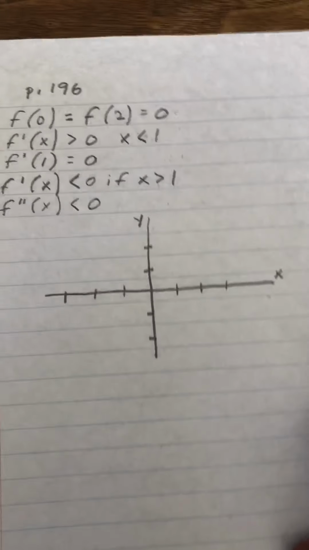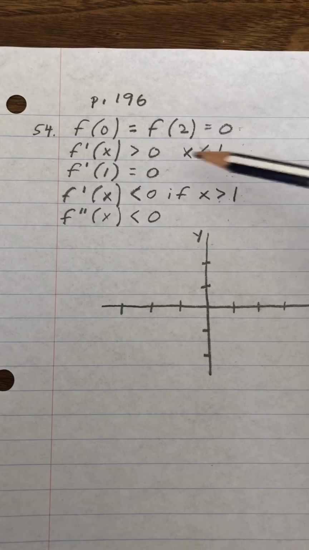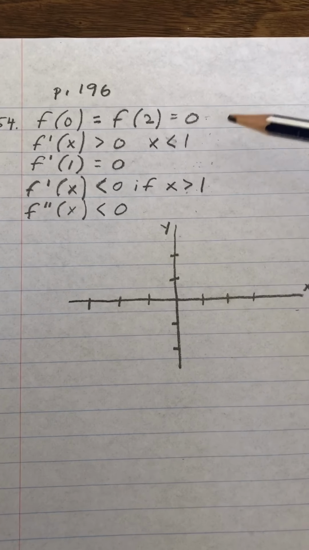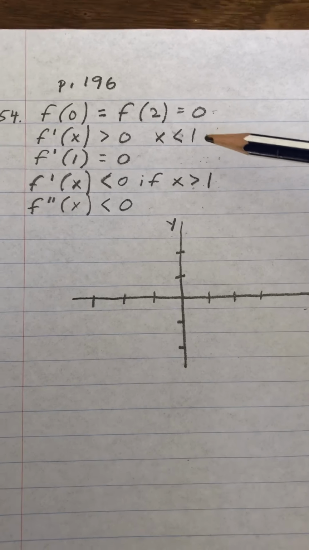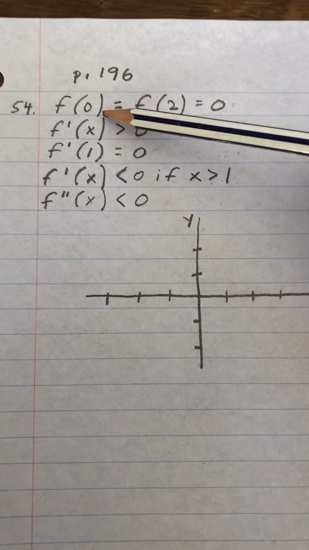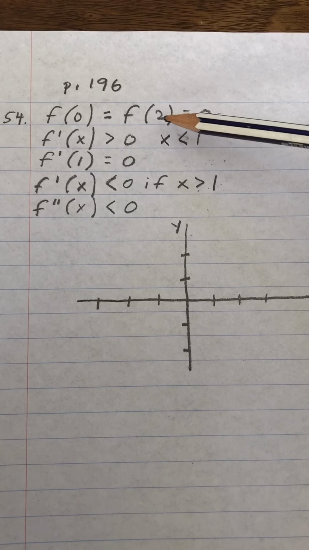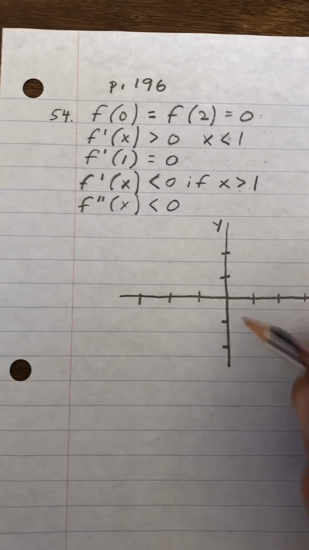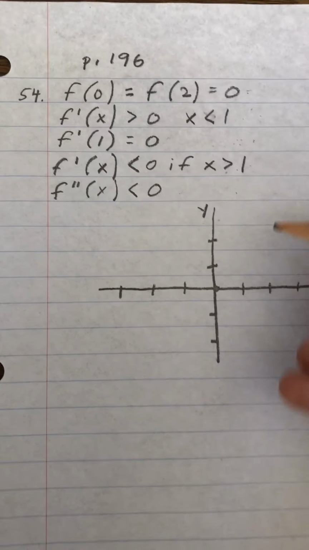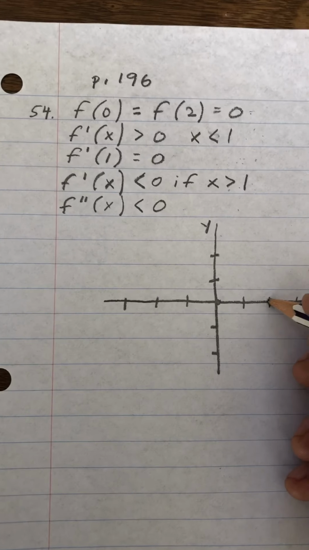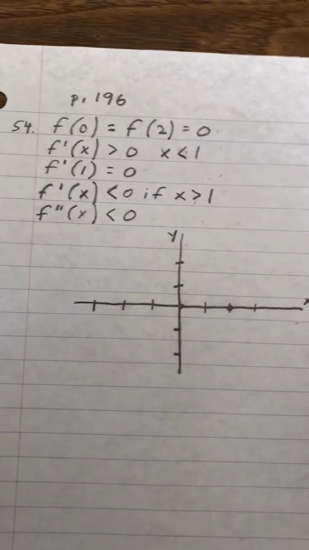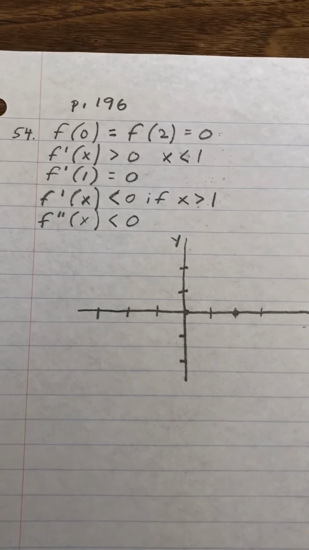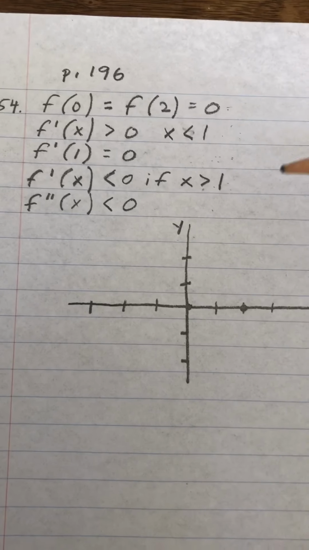So let's look at the first clue. It says f of 0 is equal to f of 2, and they both equal 0. Well, this is just saying when the x value is 0, or the x value is 2 on a function, the y value you get is 0. So those are points (0, 0) and (2, 0). Those points are on the graph of f.